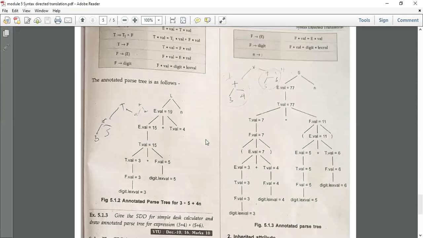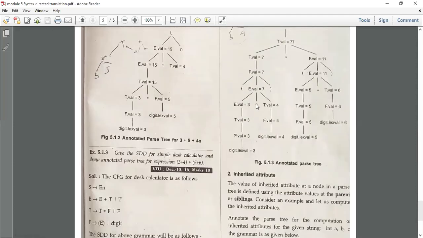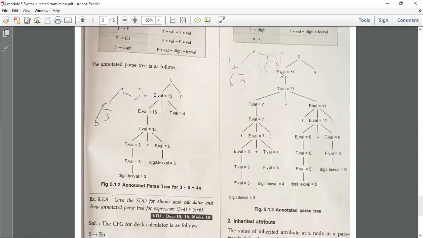First we have S tends to E n, the first grammar production. Then E, and how are we going to obtain this value? This is the bottom-up fashion. Don't write the final answer here directly. First you calculate: 3 plus 4 is 7, 7 plus 11 is 18. Everyone will know, but we can't directly write the answer here. First you do the computation.